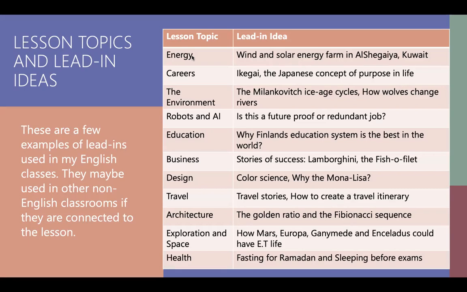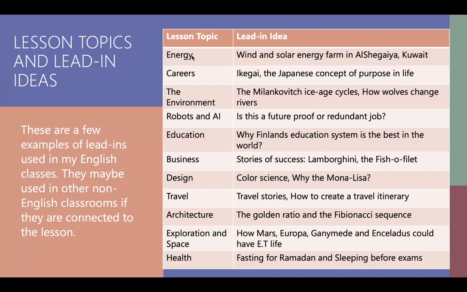With education, I would discuss why Finland's education system is the best in the world. Give them examples on why it's the best in the world, what they use, how it's different to Kuwait, maybe if it's possible to apply in Kuwait, and if it is, when, can we apply it next year, or is it something that we can apply 10 years from now, or maybe 50 years from now, who knows?